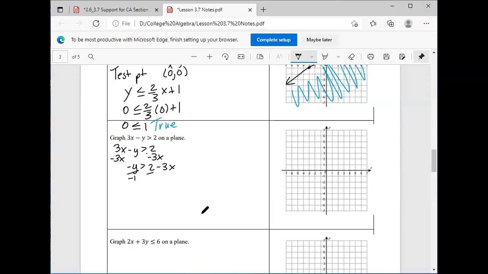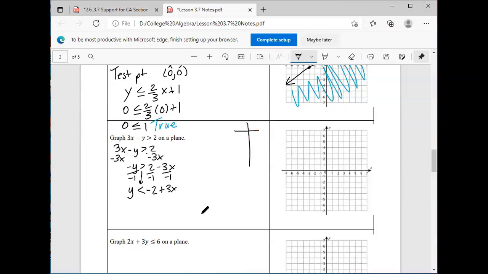We could either multiply by -1 or divide by -1. It doesn't matter. But when you are solving an inequality, we've already done this in this class. If you multiply or divide by a negative number, what happens to this sign? It goes the opposite way. Only when you multiply or divide by a negative number. So y is less than -2 plus 3x.